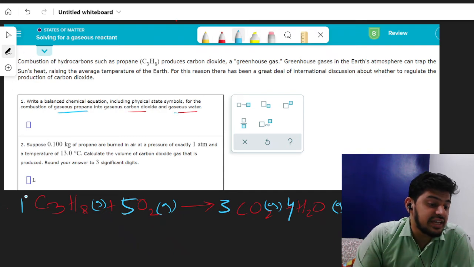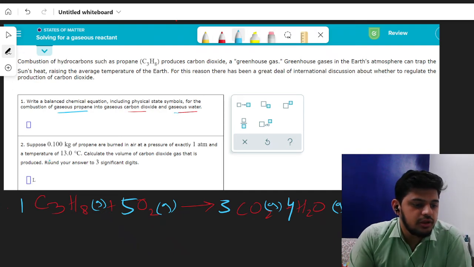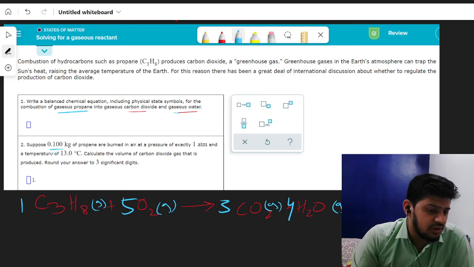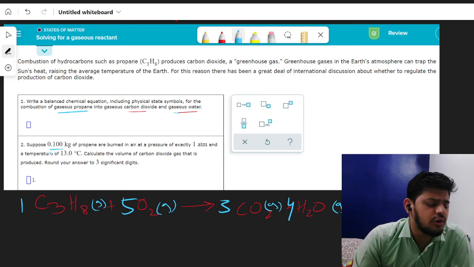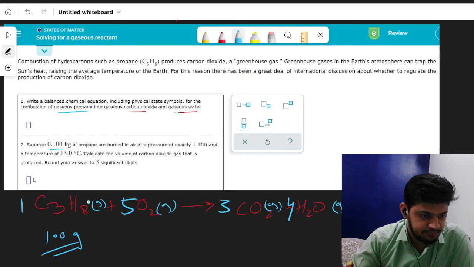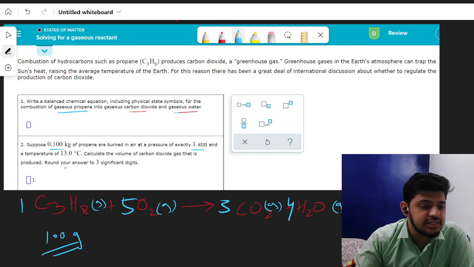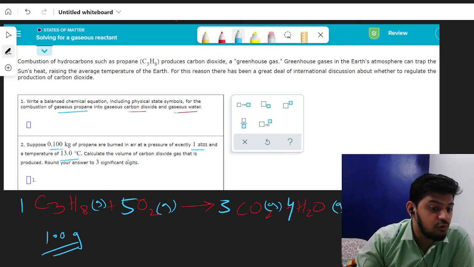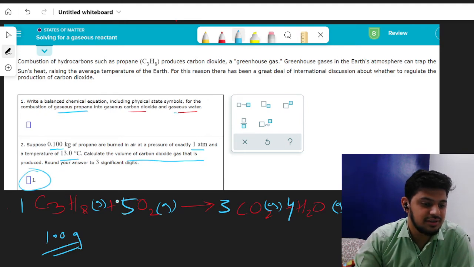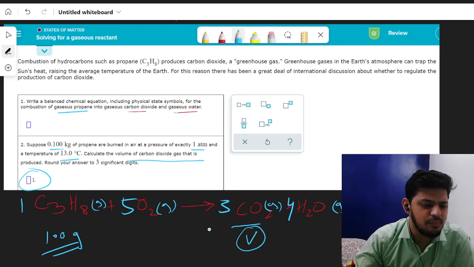Now we will come to the second part. Now see, suppose 100 gram, it is 0.100 kilogram, or you can say 100 gram of propane. It means you have 100 gram of this, at this pressure and this temperature. Calculate the volume of the carbon dioxide in liters. Guys, calculate the volume in liters. We have to calculate the volume. Wallah, the simplest thing.